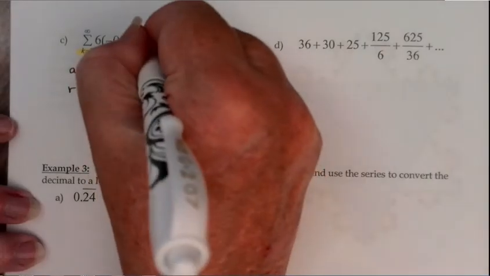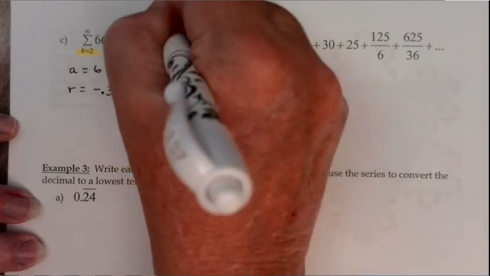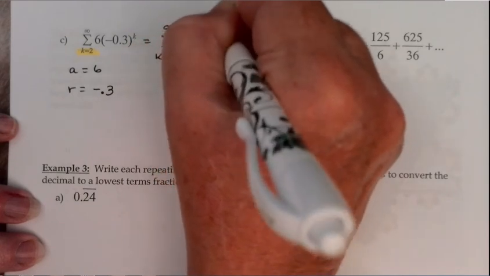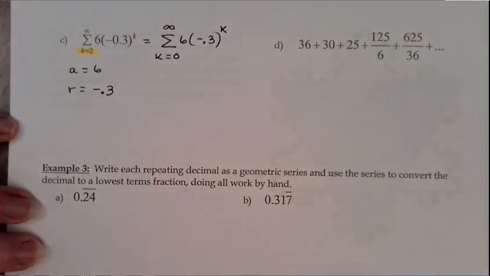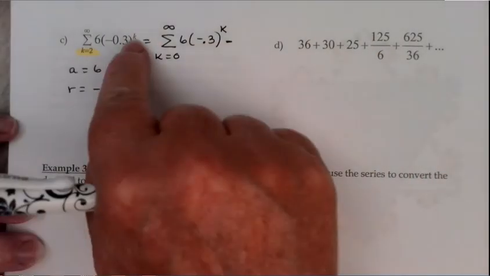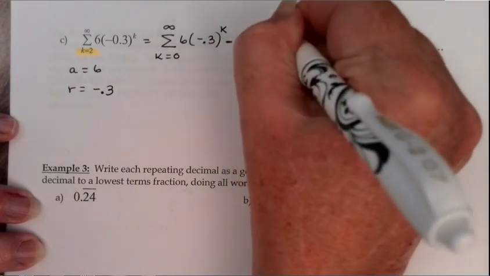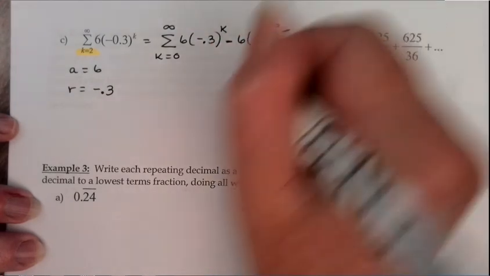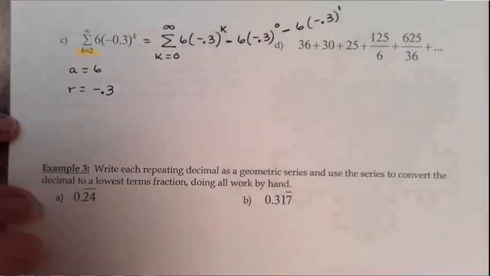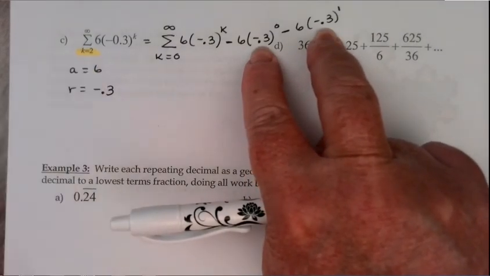So I'm thinking of it this way. I know how to find the sum from 0 to infinity. We'll use the formula to do that. But then we're going to subtract the k equals 0. And we're also going to subtract the k equals 1. We're taking out the 2 terms before the one I really want.